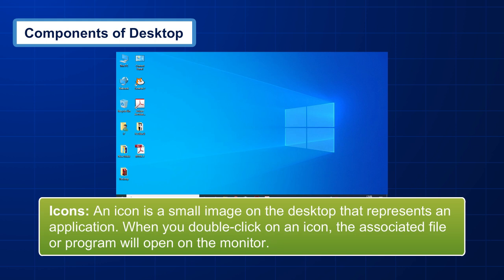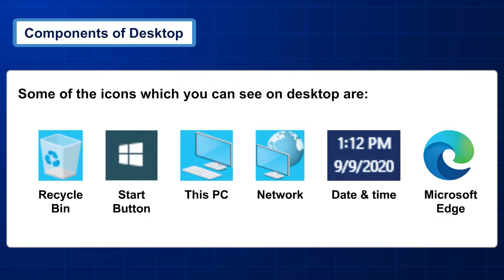Icons. An icon is a small image on the desktop that represents an application. When you double-click on an icon, the associated file or program will open on the monitor. Some of the icons which you can see on desktop are Recycle Bin, Start Button, This PC, Network, Date and Time, Microsoft Edge.